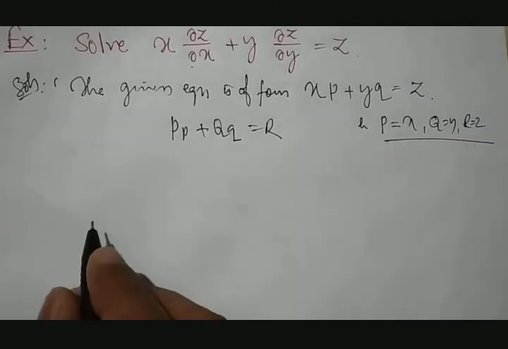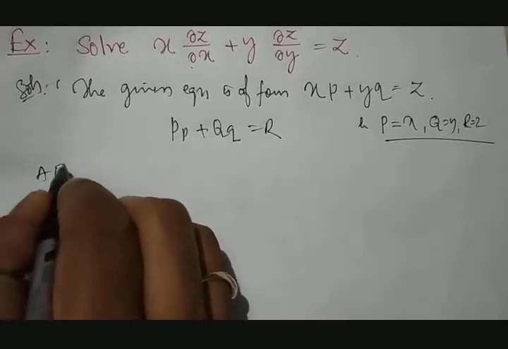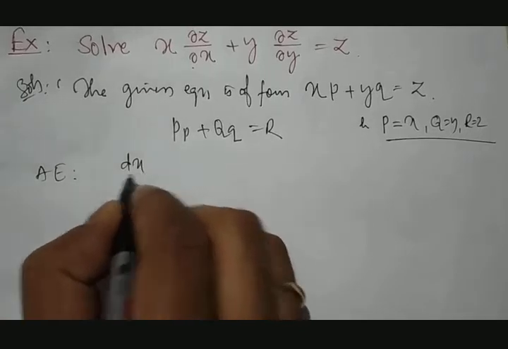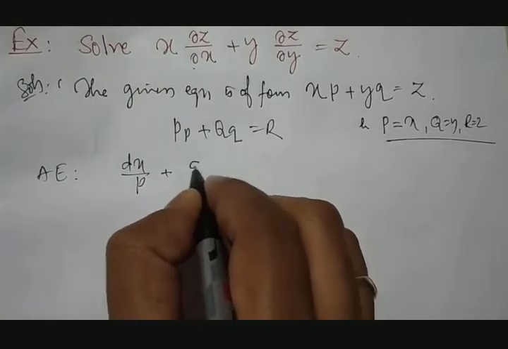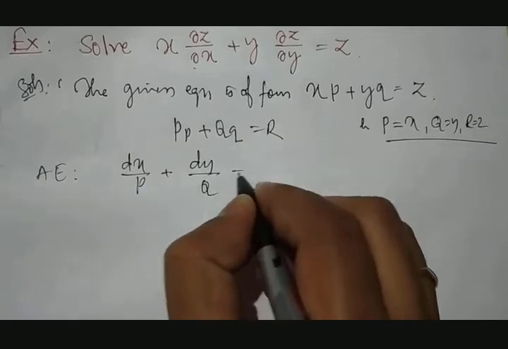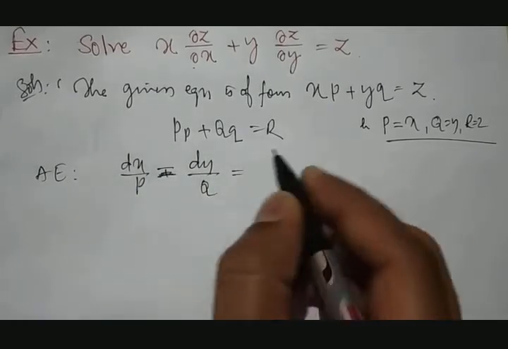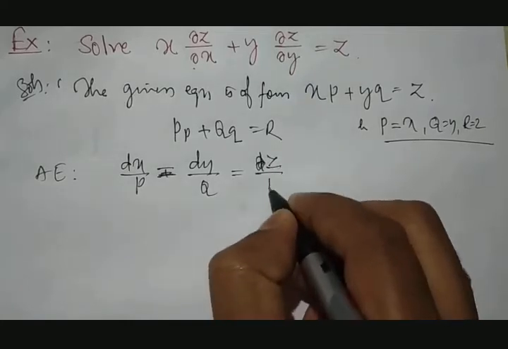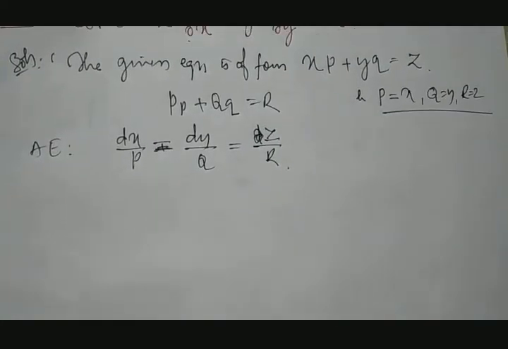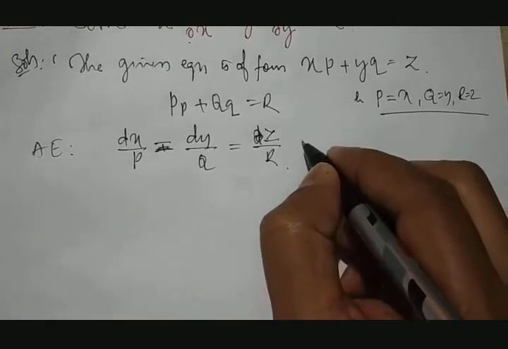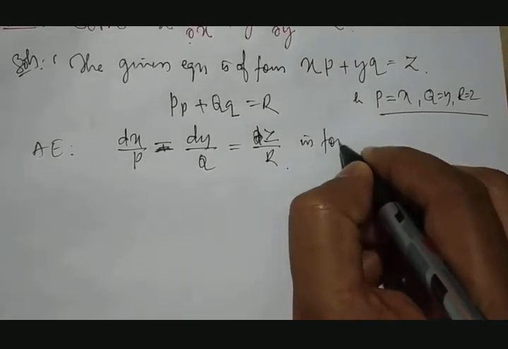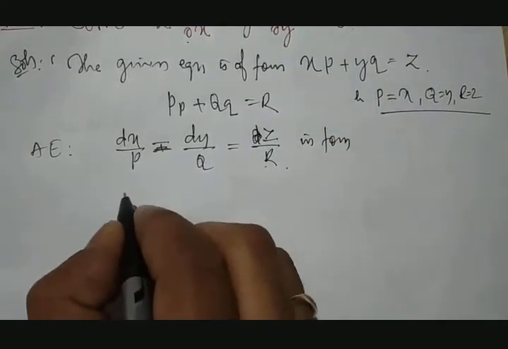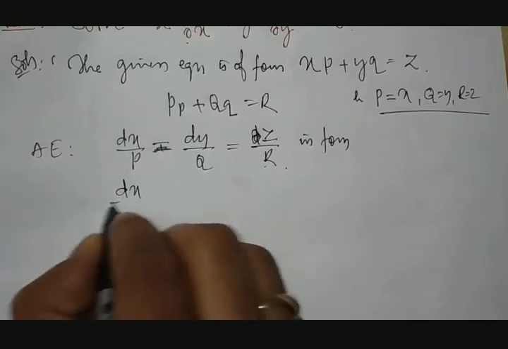If this is the case, then what will be the auxiliary equation for this? The auxiliary equations are dx by P equal to dy by Q equal to dz by R. Therefore, the auxiliary equations will be in this form. Then the auxiliary equation for this example will be how? That will be dx divided by P.